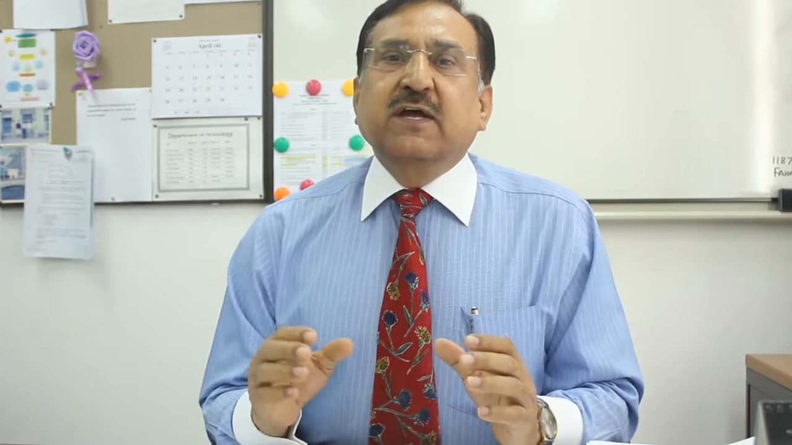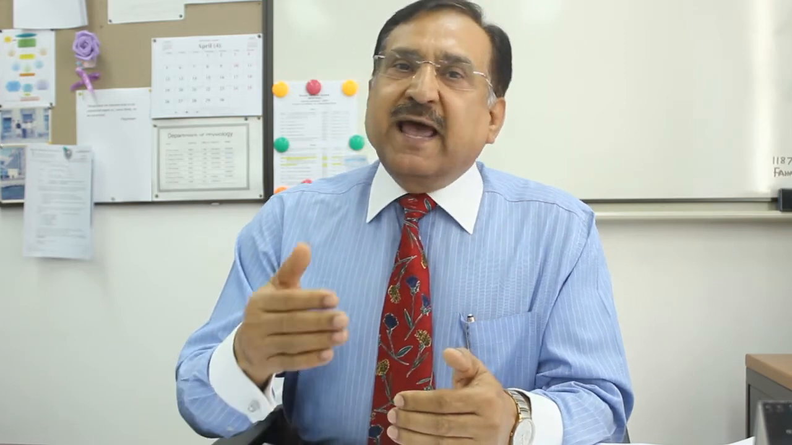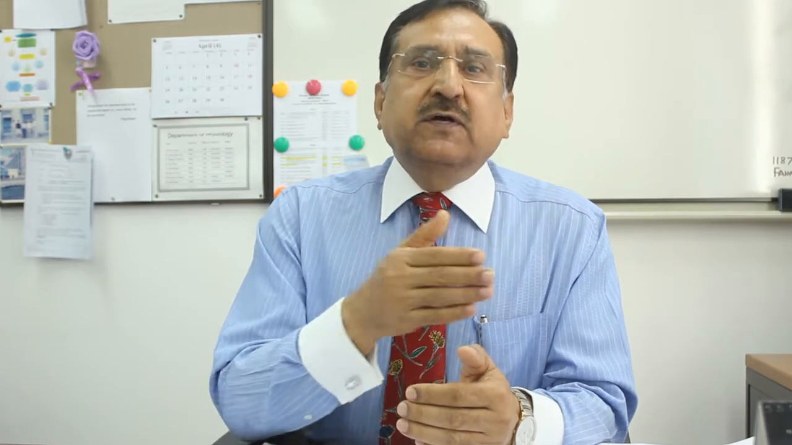Now these cones have three different types of photopigment, and these photopigments absorb light in different wavelengths. Therefore, if you want to see various colors, you have to have a different combination and permutation of stimulation of these cones. Now, these cones can have defective photopigment.